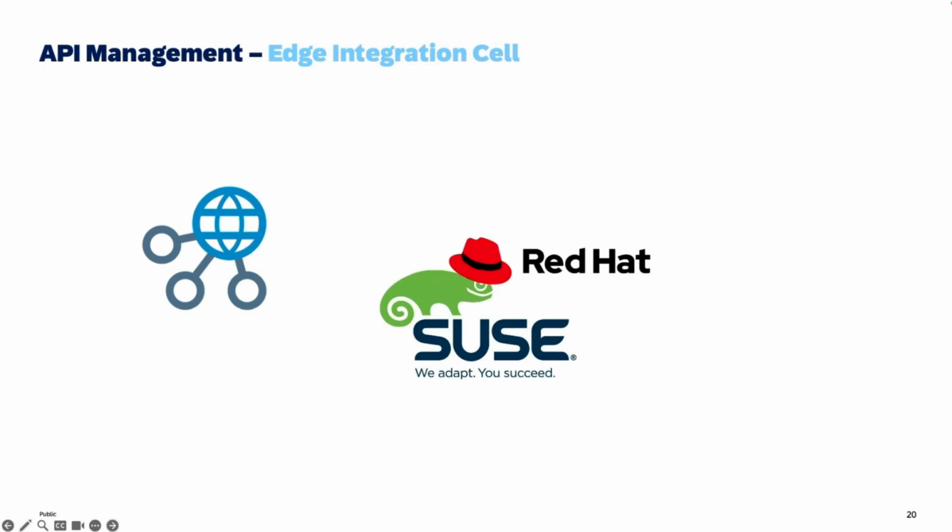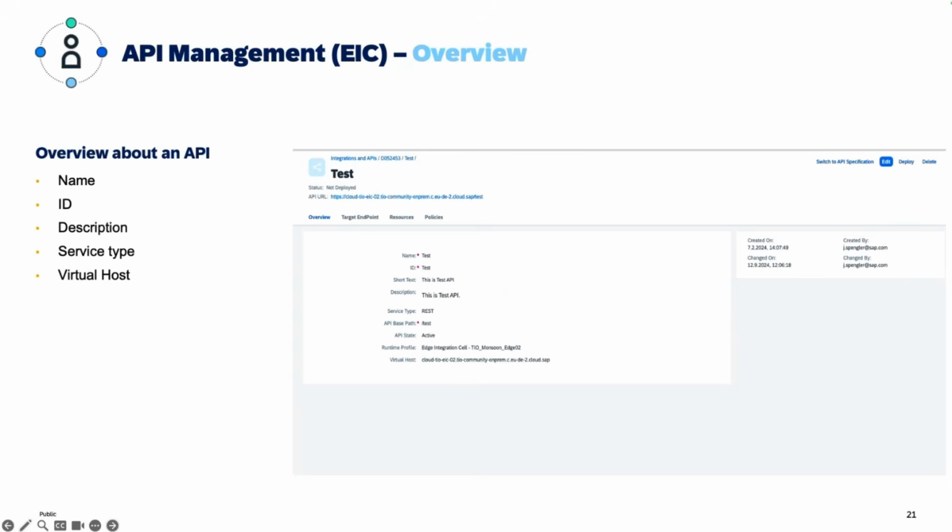So now we cover the SUSE Red Hat Edge Integration Cell scenario of API management. This is how it looks like in the cloud integration view.